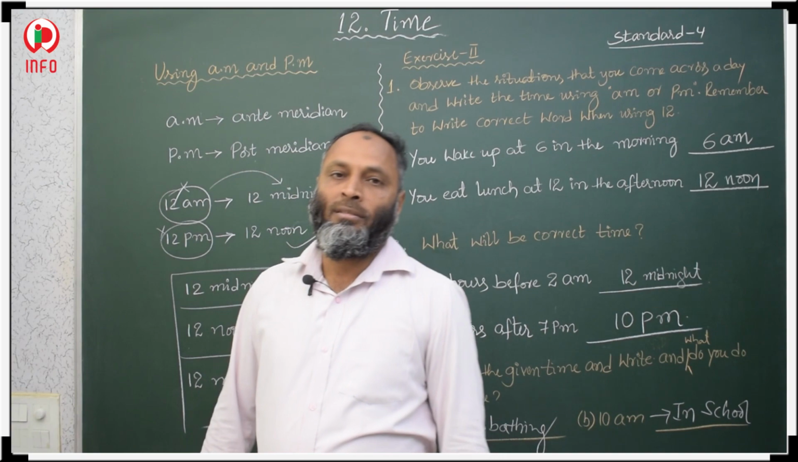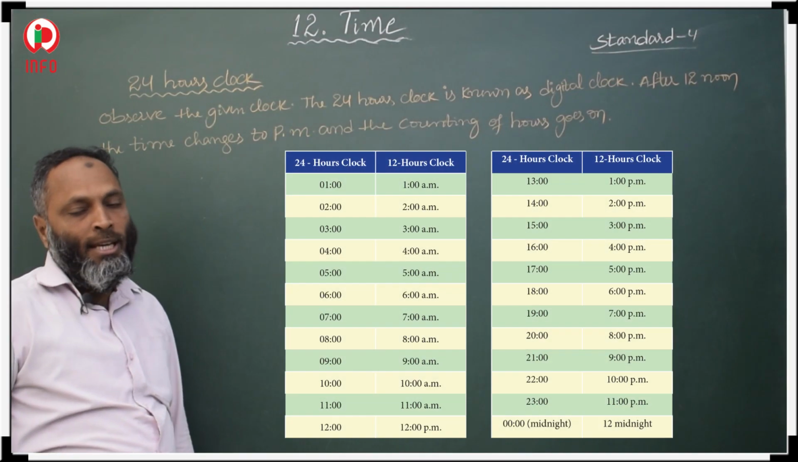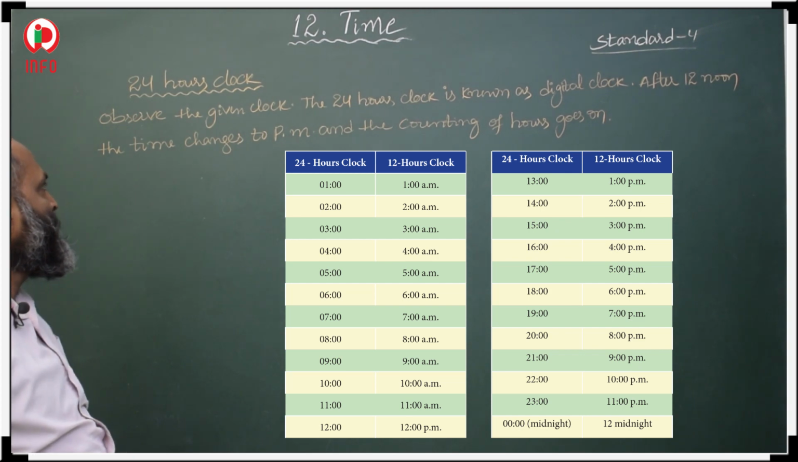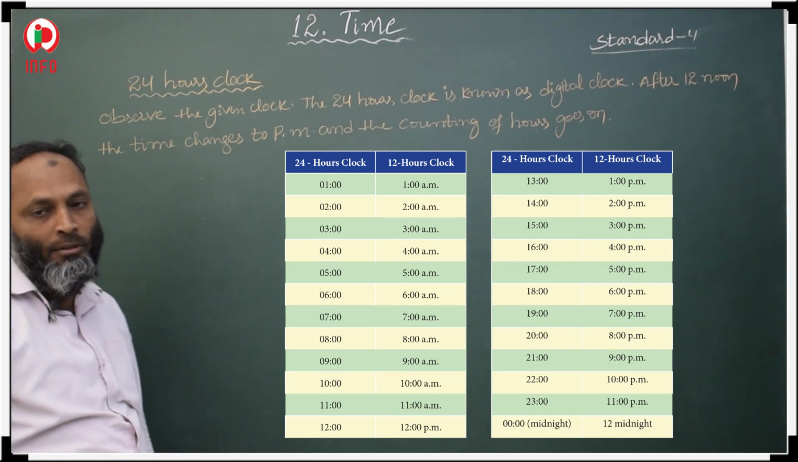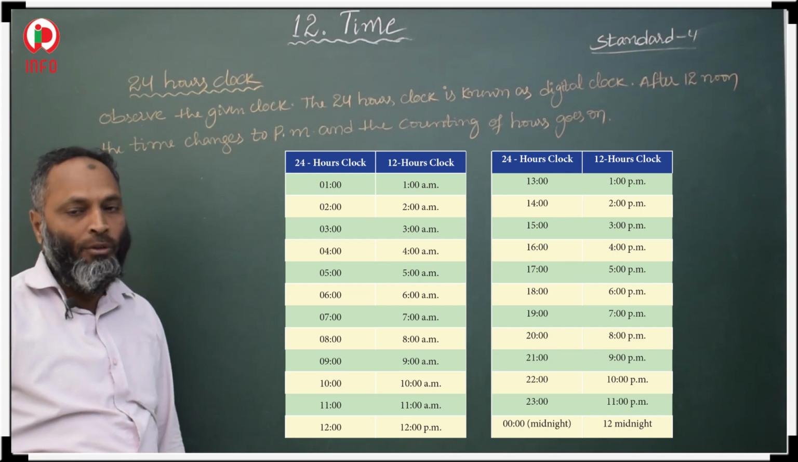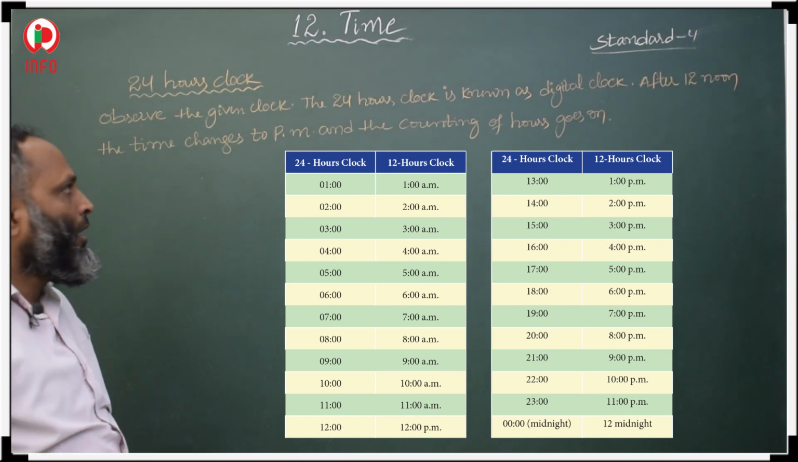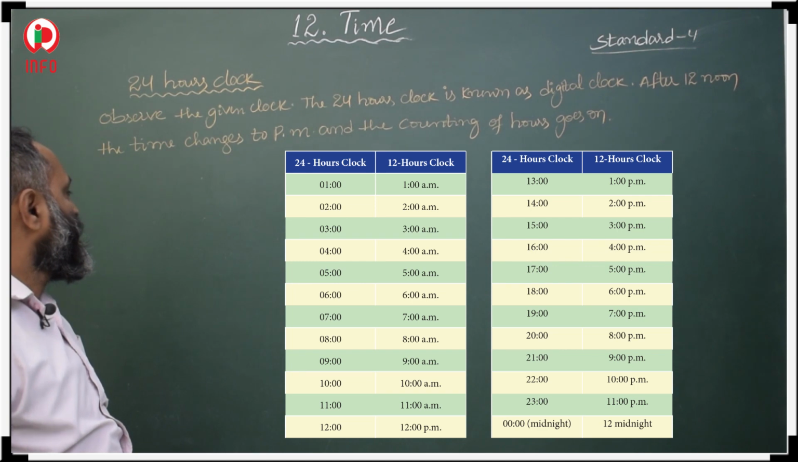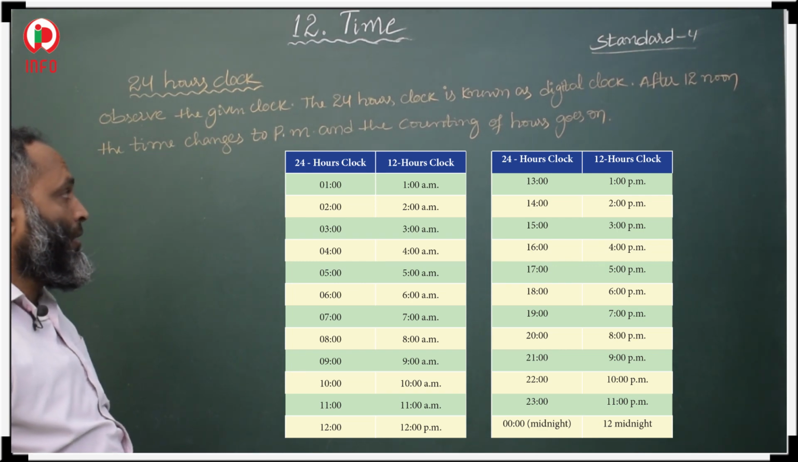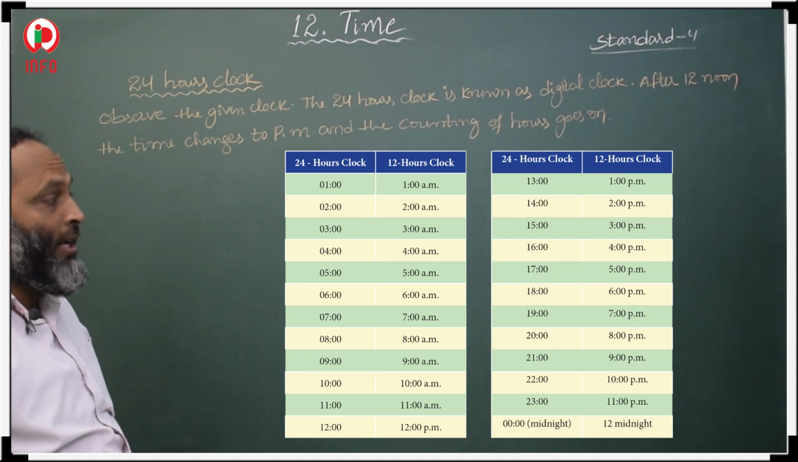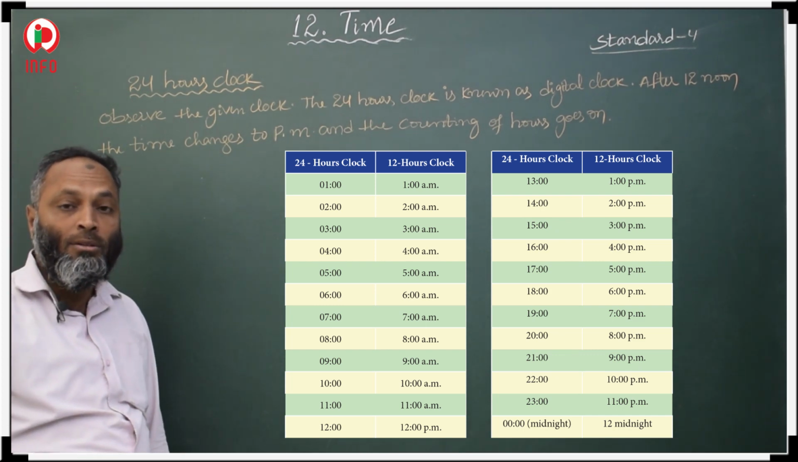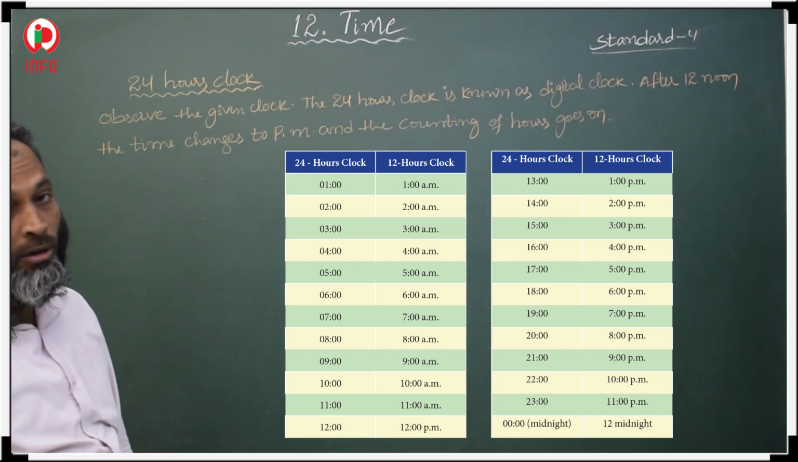Okay students, this is the animation part. Now students, see here, the 24 hours clock. Now we are going to discuss the 24 hours clock, then how to represent the time in 24 hours. First, observe the given clock. The 24 hours clock is known as the digital clock. The 24 hours clock is also known as the digital clock.